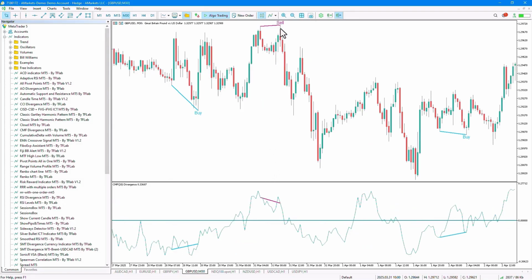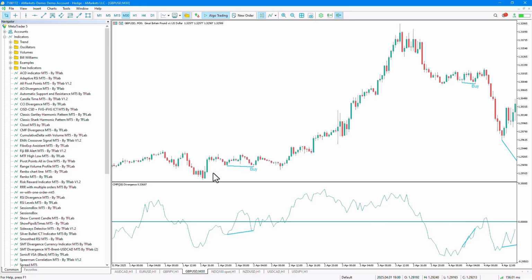For example, in this section, the price has created a higher peak compared to its previous peak, but in the oscillator, a lower peak has formed compared to its previous peak. The indicator has identified this divergence and marked it with a trend line. After identifying the divergence, it issues a buy or sell signal. In this case, a sell signal has been issued and a sell trading position is displayed.